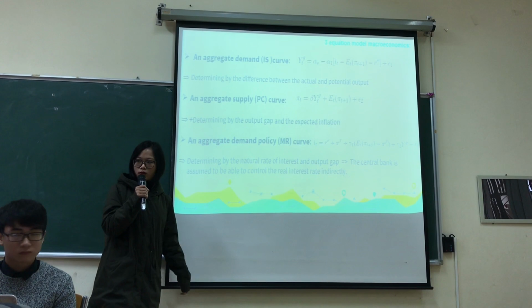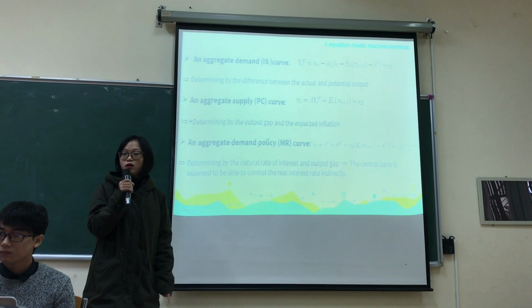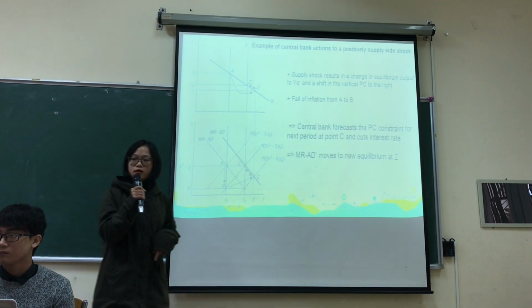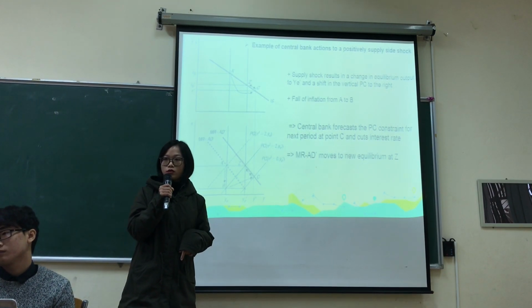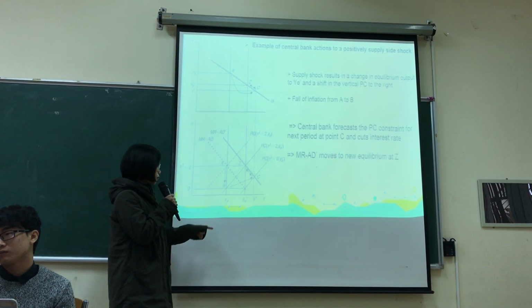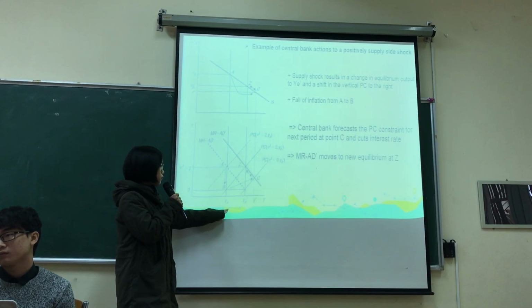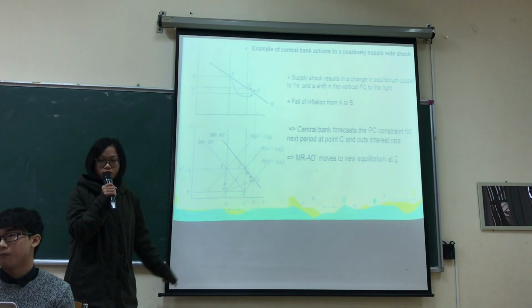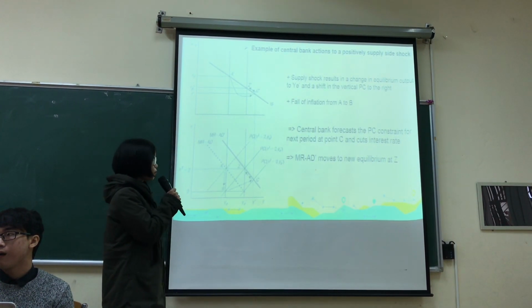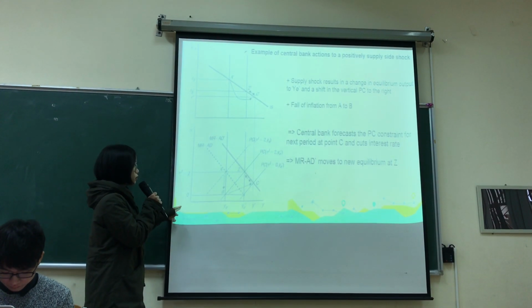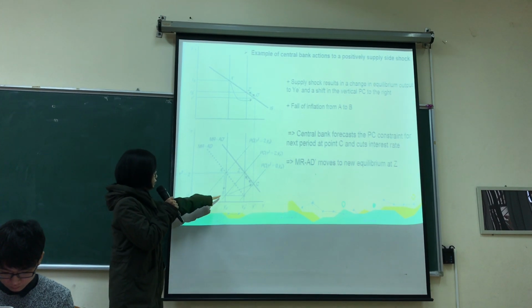and any shocks to the economy will affect the curves of the three equations here. The next thing I want to mention is an example of an economic shock. It is a positive supply shock that will increase the equilibrium output from YE to a new point. The first consequence of this supply shock is a decrease in inflation from the target to 0, moving from A to B.